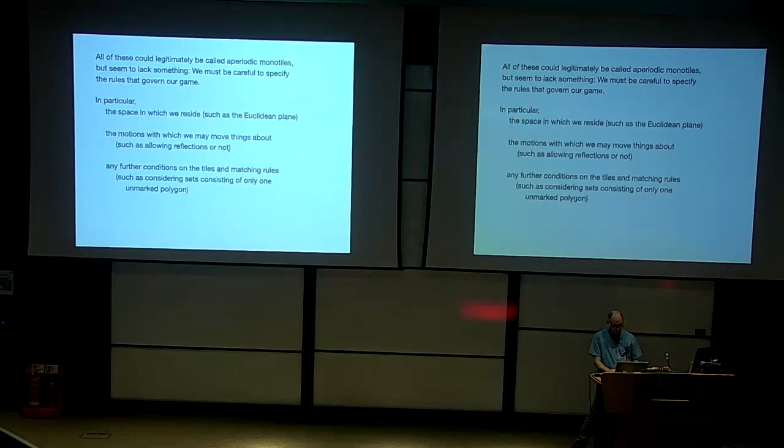In particular, we have to specify the space that we're in, clearly, and the motions which we can use to move things about, and we saw with the spectre, do we allow reflections or not? And I'd like to just maybe take a moment to say something. With the spectre, our position, which I think is well backed up, is that in the tiling literature and mathematics in general, we are considering congruences in general, but we could argue about it.